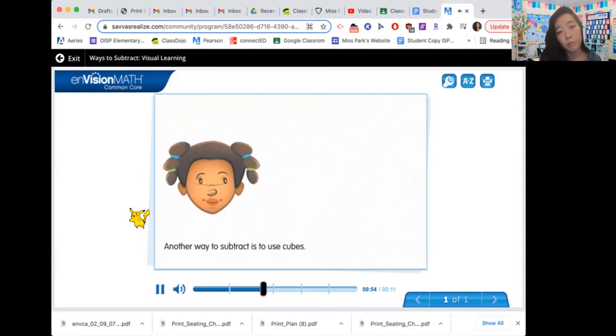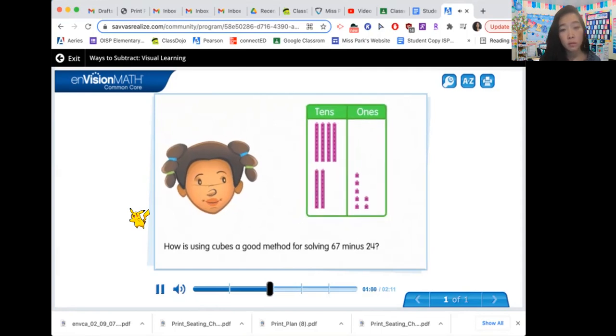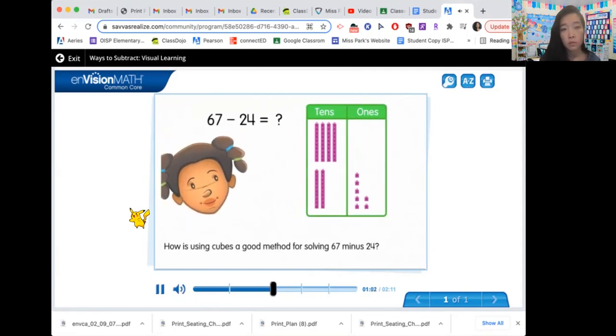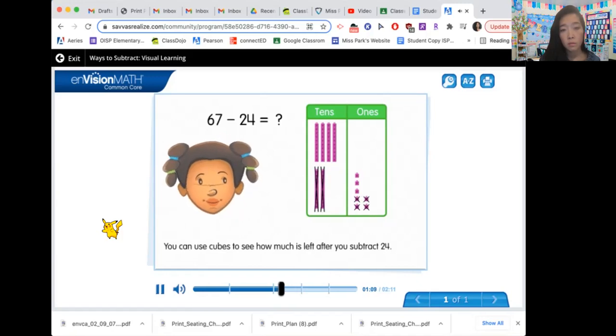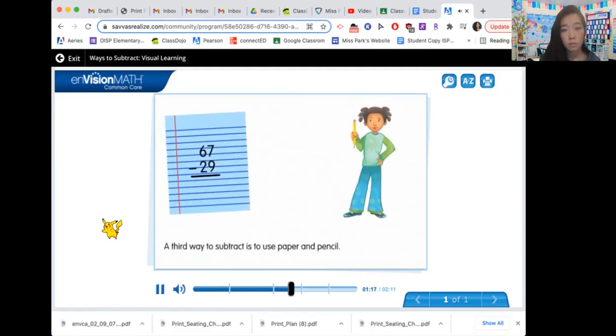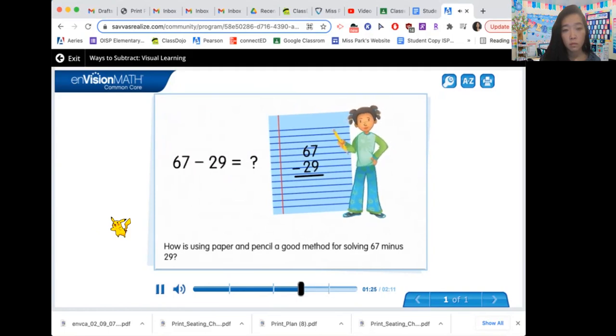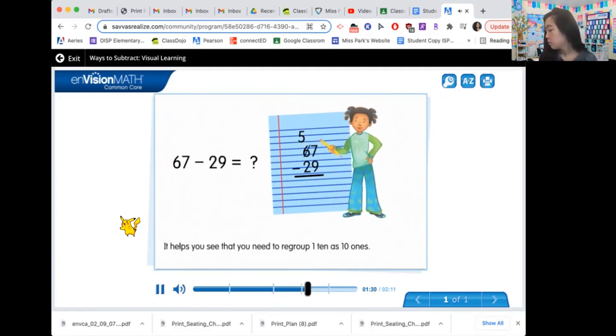Another way to subtract is to use cubes. How is using cubes a good method for solving 67 minus 24? You can use cubes to see how much is left after you subtract 24. The answer is 43. A third way to subtract is to use paper and pencil. How is using paper and pencil a good method for solving 67 minus 29? It helps you see that you need to regroup 1 ten as 10 ones.